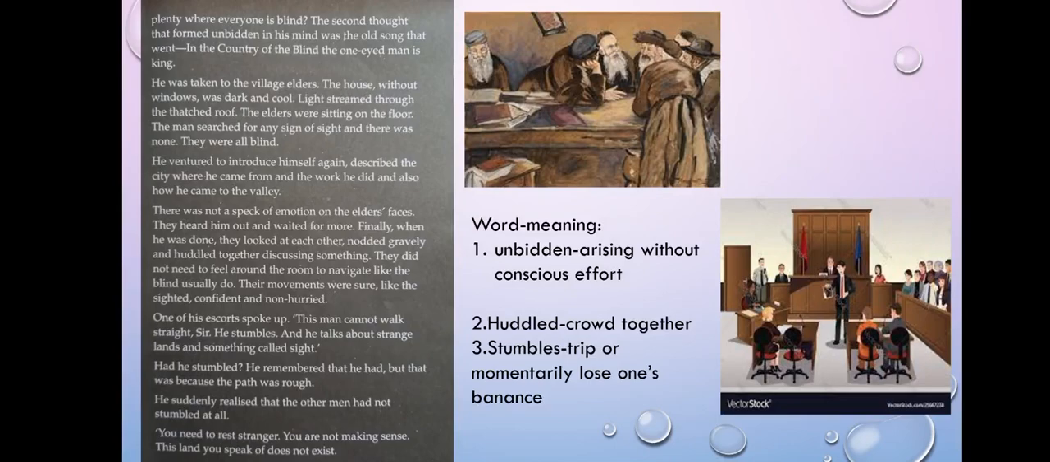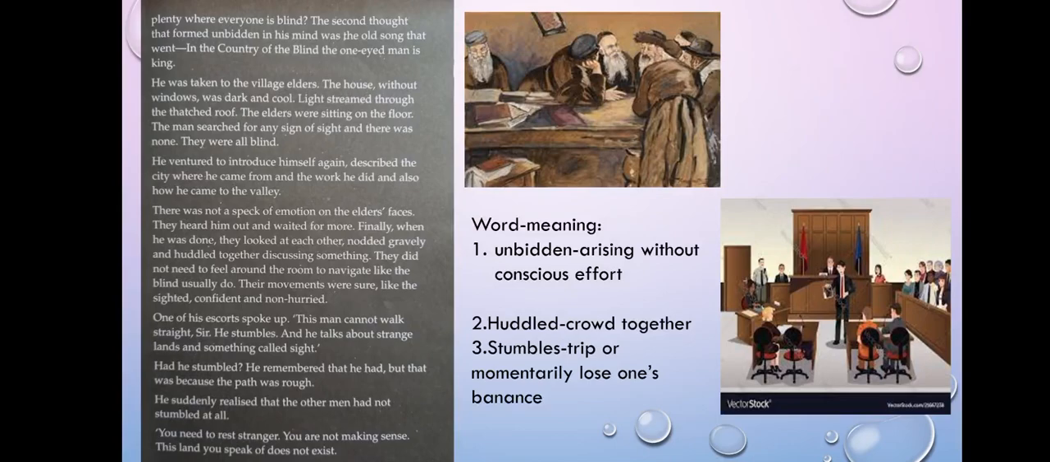He was taken to the village elders. So this mountaineer was taken to the village elders. The house without windows was dark and cool. Light streamed through the thatched roof. The elders were sitting on the floor. The man searched for any sign of sight, and there was none. They were all blind, so he was sure that no one was having the power of sight there except him.